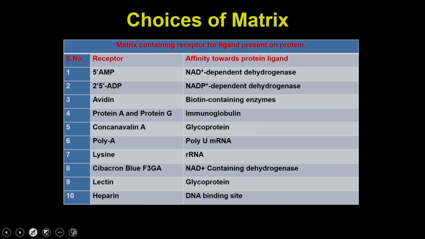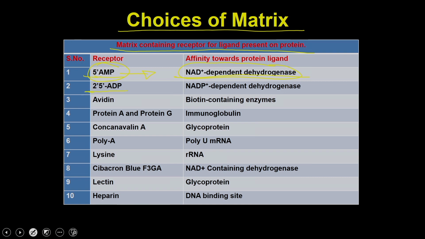So, these are some of the classical examples of the different types of column material available for affinity chromatography. This is not an exhaustive list of all the types of affinity chromatography matrix available, just simple examples. For example, you have the 5' AMP. If you couple the 5' AMP as a receptor, it is going to have affinity for NAD plus dependent dehydrogenases. As I said, this is a generic affinity chromatography.